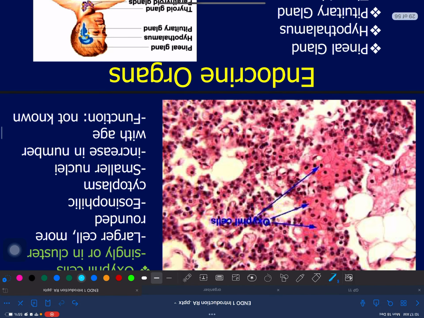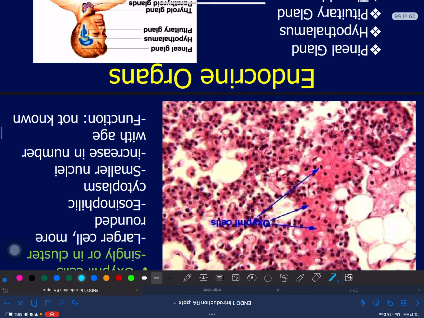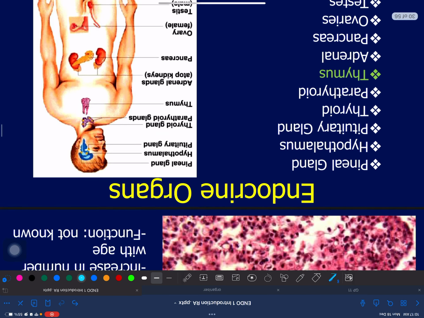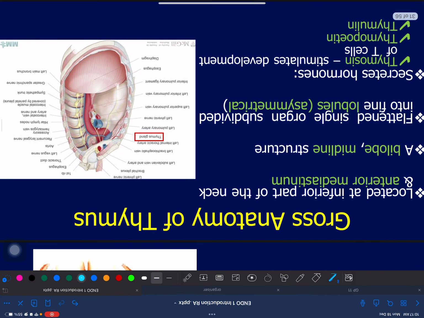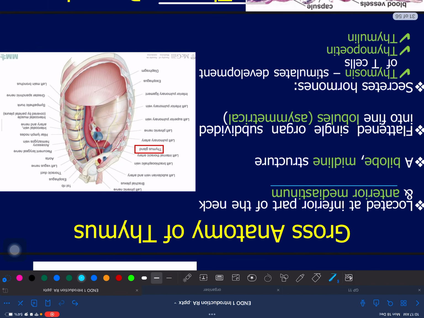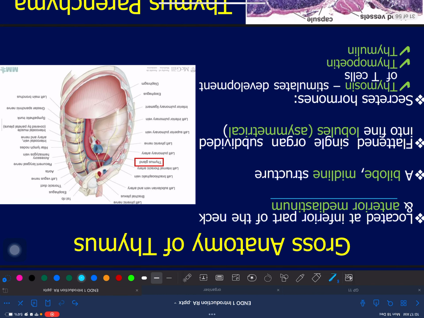Okay, thymus. I had emphasized during your first year CBS module. Okay, the anterior mediastinum. Tak banyak structure kan dekat anterior mediastinum. One of it is the thymus. Tapi during adult, selalunya dah regress, selalunya dah kecut. So it is obvious in the neonatal thymus.